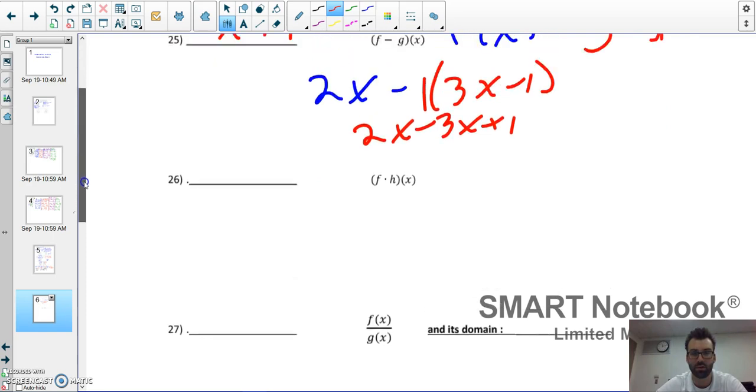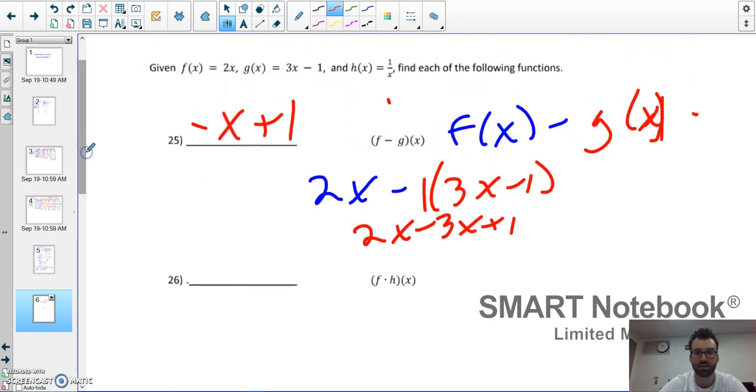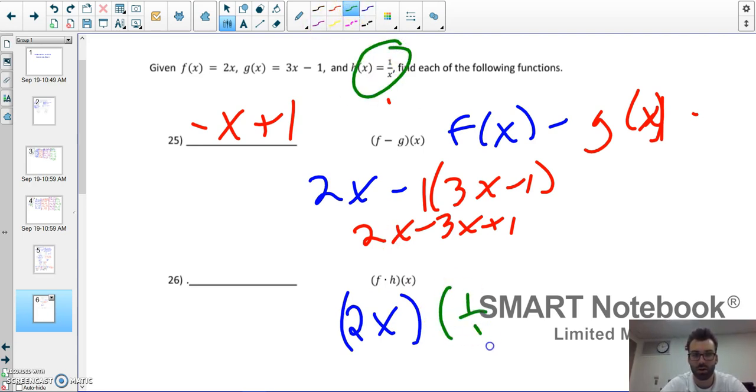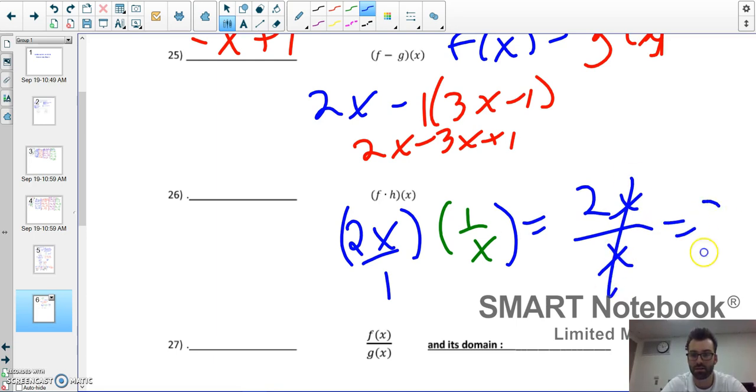Next one. f of x times h of x. f of x is 2x. 2x times h of x, which is 1 over x. You can think of this as 2x over 1. As I multiply the fractions, I multiply across the top. 2x over x. The x's cancel. So my answer is 2.